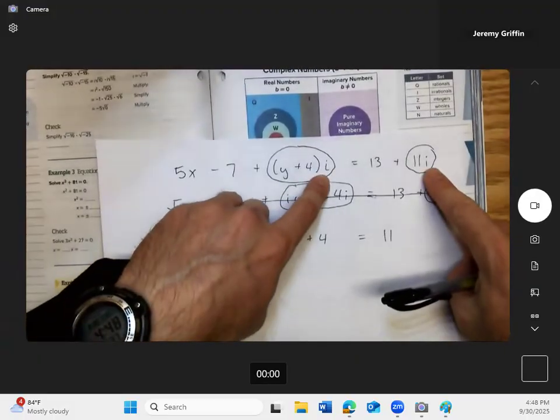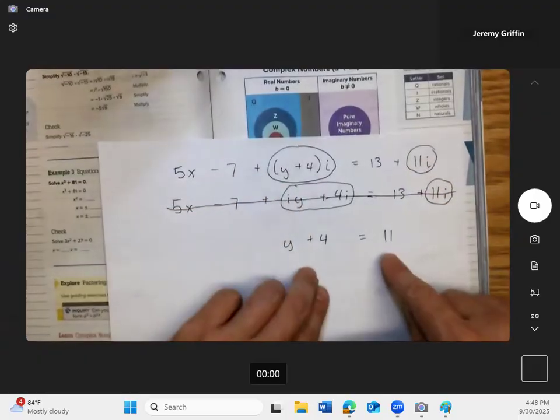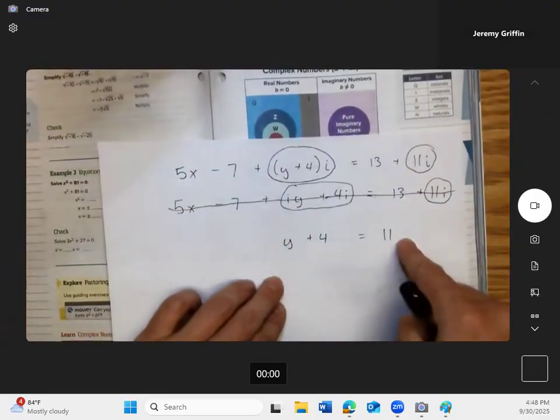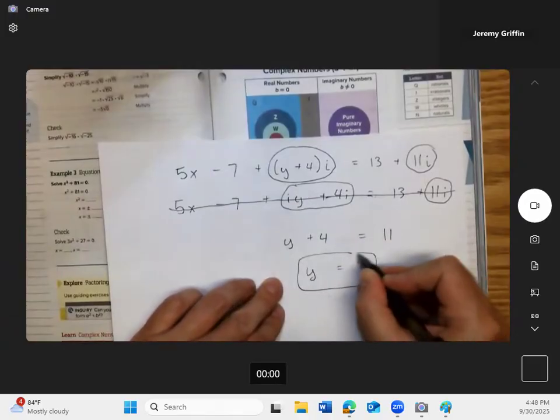Because if I tag on the i's, the only way for it to equate in the imaginary part of this complex number is for this part to be true. So subtract over 4, y must be equal to 7. Okay, so that's one of your values, y is 7.